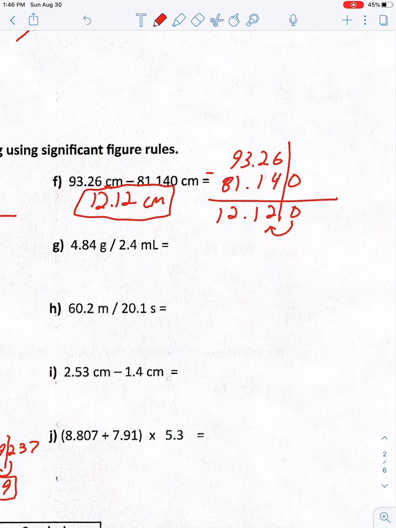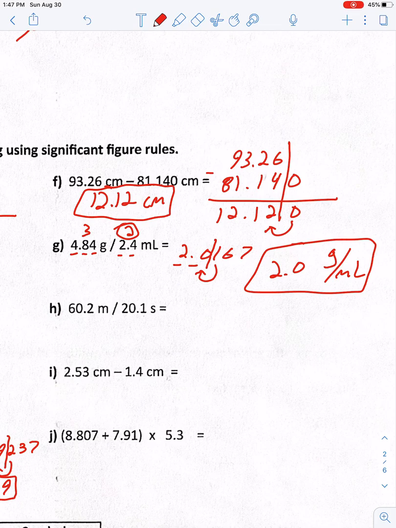Now, letter G, I have 4.84 grams divided by 2.4 milliliters. So we're doing division, so we're counting significant figures. So 1, 2, 3 has 3 significant figures, 2.4 has 2, so my answer can only have 2. So 4.84 divided by 2.4 gives me 2.0167, and it keeps going on and on. I only need 2 though, so 1, 2, draw my line. So my answer would actually be 2.0, and grams and milliliters are different, so they're not going to cancel out, or we're not going to do anything with exponents since they're different, so it would just simply be grams divided by milliliters.